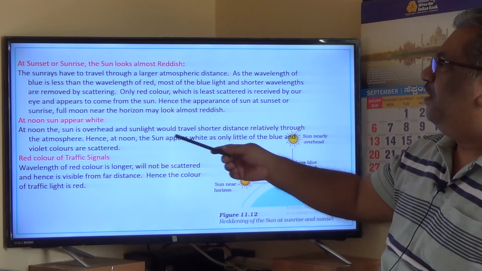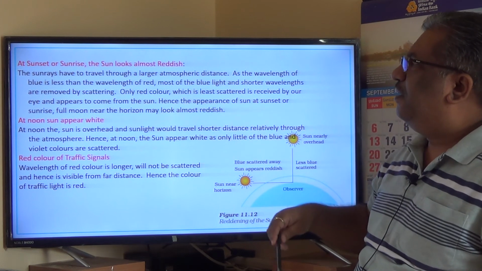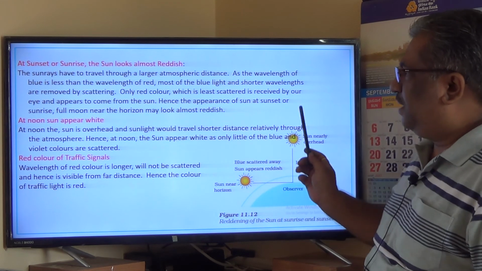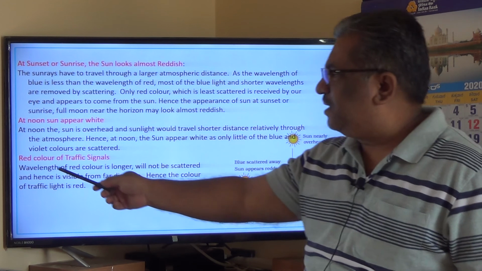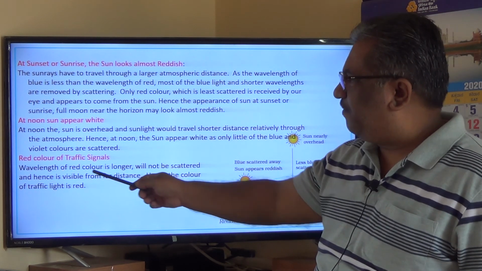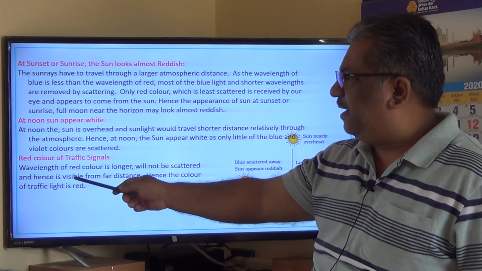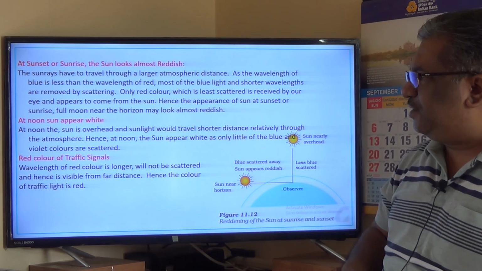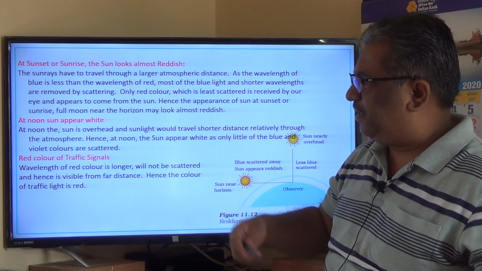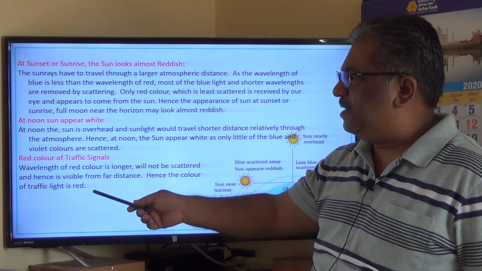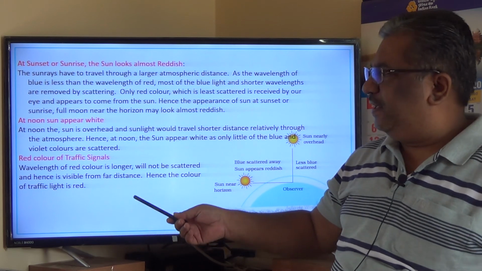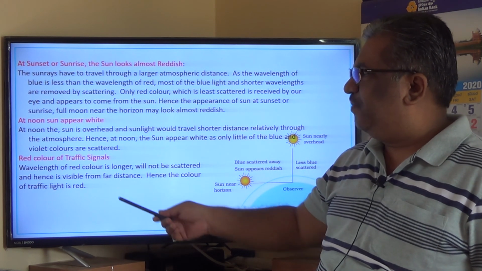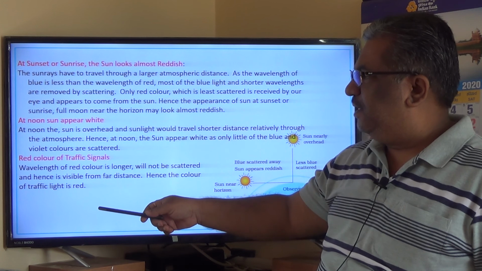So this is how during sunrise and sunset the color of the sun appears to be reddish. During noon the color of the sun appears to be white. And next is the red color of traffic signals. Wavelength of red color is longer, will not be scattered, and hence it is visible from the far distance. Hence the color of the traffic light is red. It travels through larger distances because atmospheric particles, fine particles or whatever, will not be able to scatter red light because of its larger wavelength, and hence these red colored light can travel far distance, and hence we use this as a stop signal, especially in traffic signals.